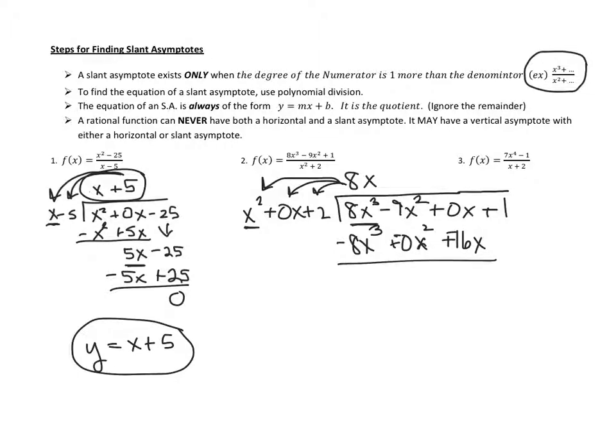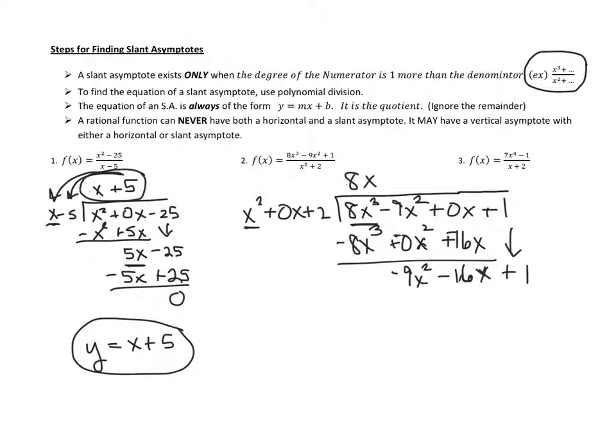So we have 8x cubed minus 8x cubed is 0. Negative 9x squared plus or minus 0, it really doesn't matter, gives you negative 9x squared. And then you have 0 minus 16, it's minus 16x. All right, so let's pull the 1 down, and we just have to go through the process one more time.